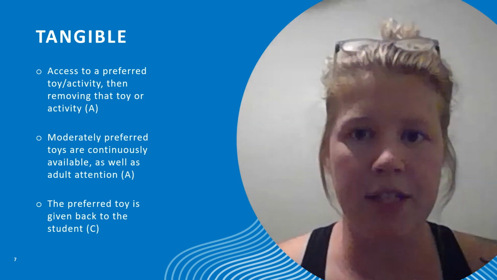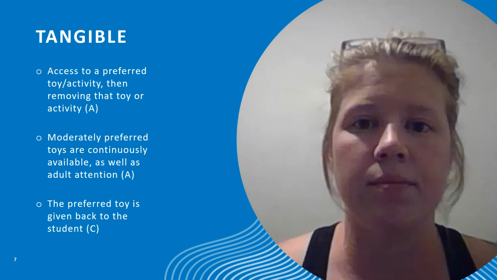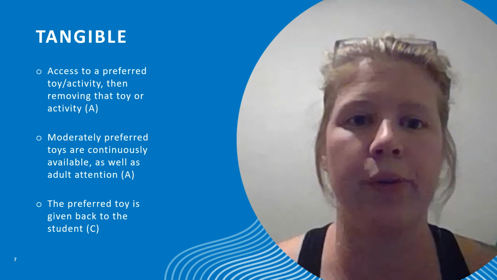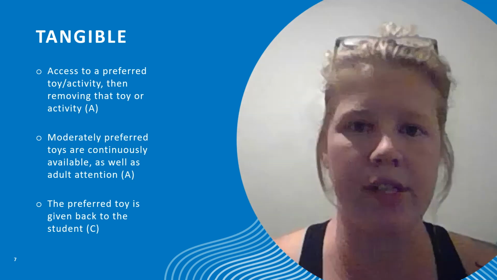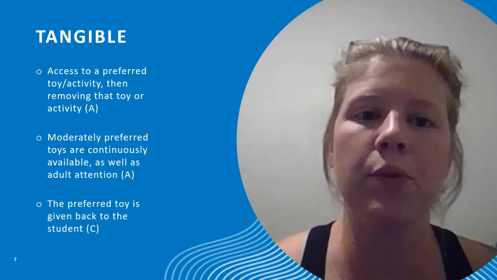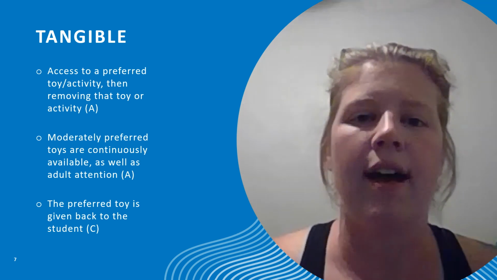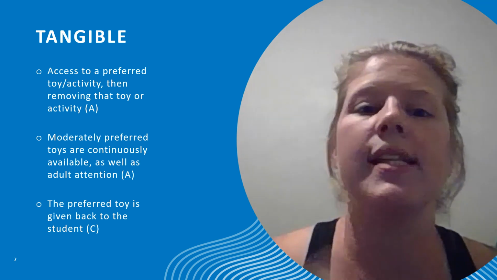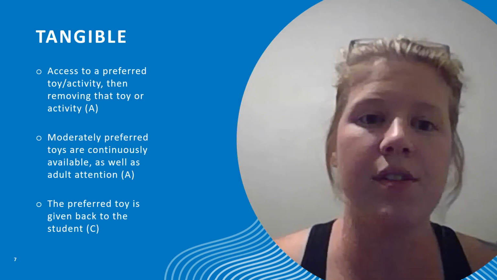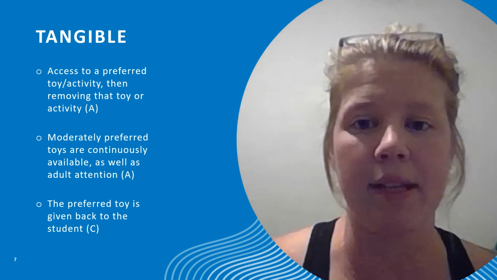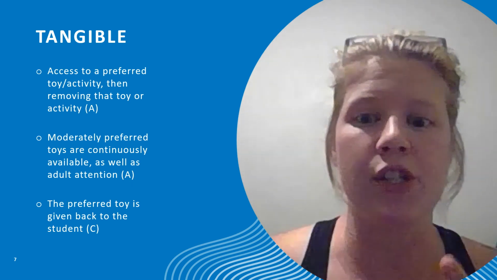With our tangible condition, the antecedent would be allowing the student open access to a moderately preferred toy or activity. So this is nothing that's highly preferred, but it's just something that they might like. The practitioner would remove the toy or activity by taking it and saying something like, it's my turn. And then the consequence in this condition would be to give the toy back. So this allows us to observe whether the problematic behaviors are due to getting something taken away from the student or access to a tangible.